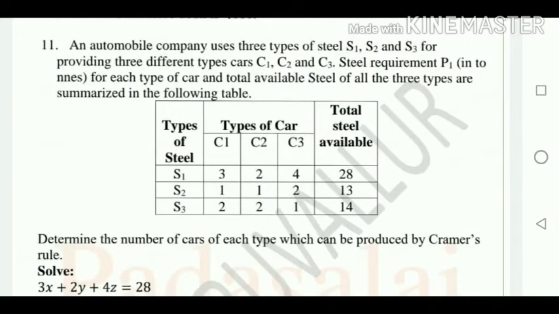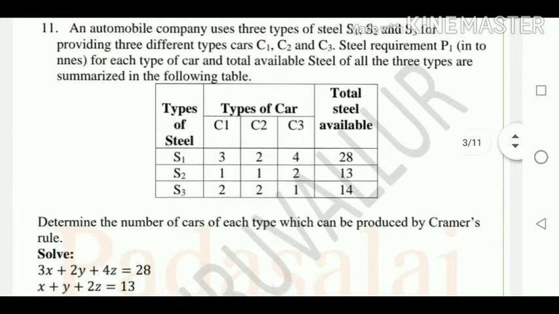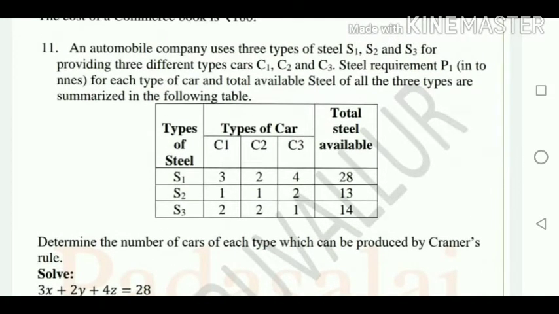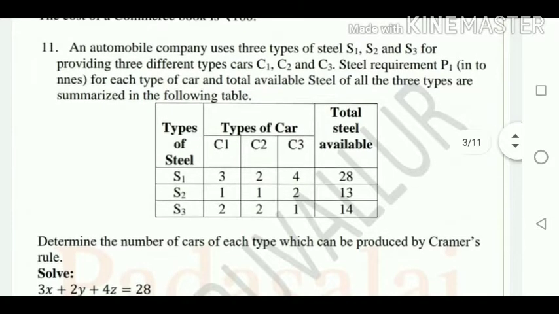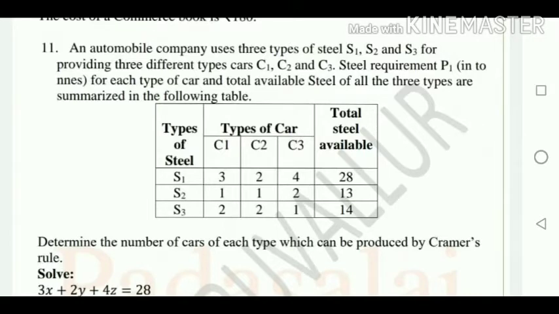An automobile company uses 3 types of steel, S1, S2 and S3, for producing 3 different types of cars, C1, C2 and C3. Steel requirement in tons for each type of car, and total available steel of all the 3 types are summarized in the following. Listen here, it is types of steel. 3 types of steels are given, S1, S2, S3, and the types of car are C1, C2, C3. Then total steel available is 28, 13 and 14.